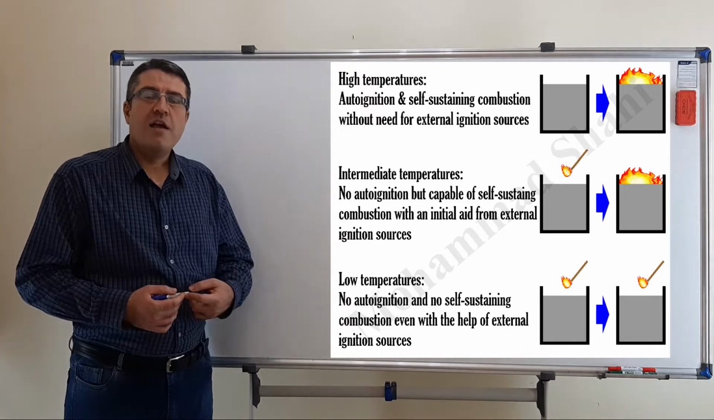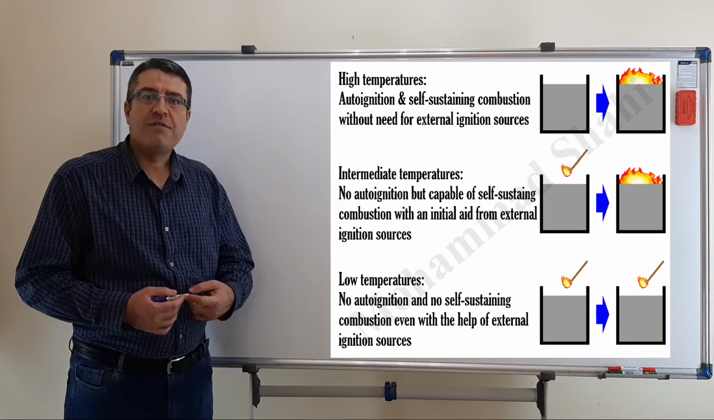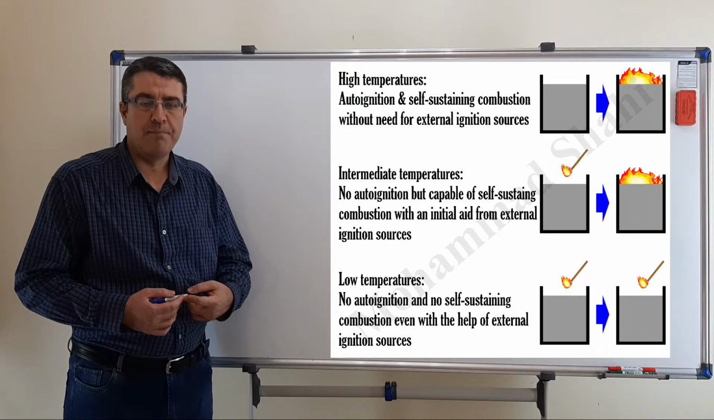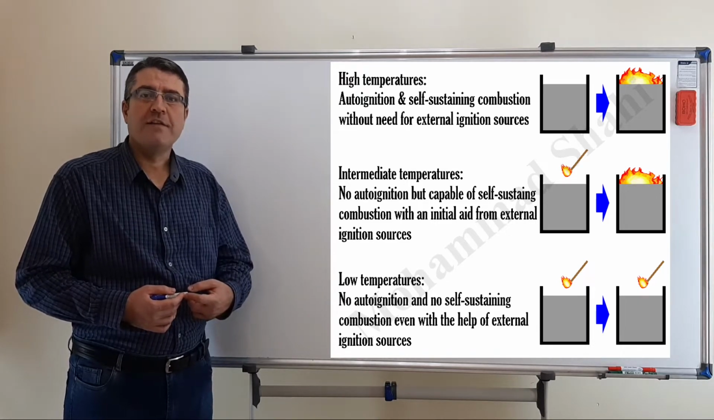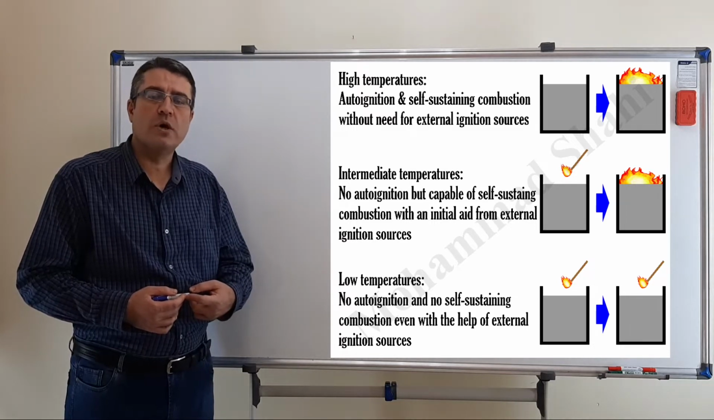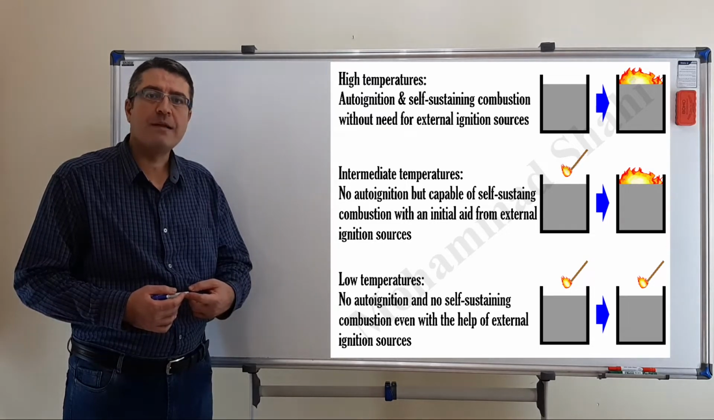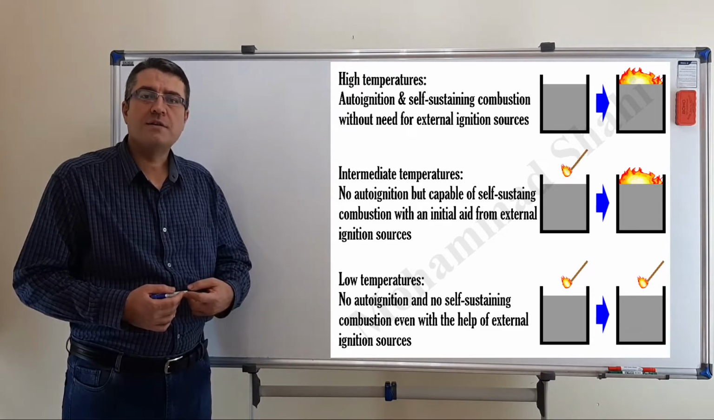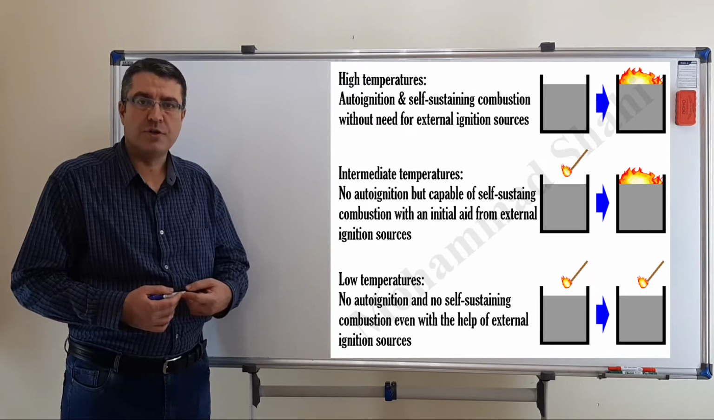In this regard, we can consider three different possibilities at three different ranges of high, intermediate, and low temperatures. At high temperatures, in fact, at temperatures higher than autoignition temperature, kinetic energy of reacting particles or molecules is high enough to help them overcome energy barrier or activation energy and start combustion.